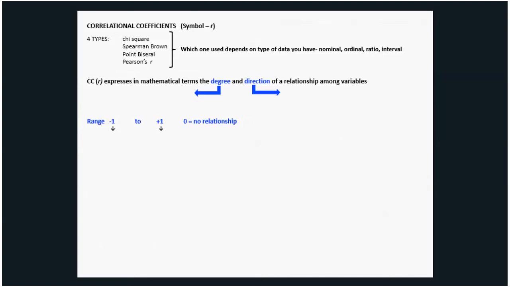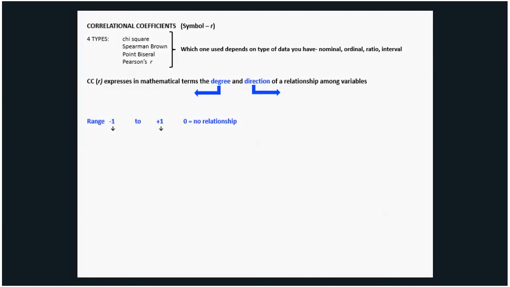We're talking about a correlational coefficient. Which one you use depends upon what kind of data you have, whether you have nominal, ordinal, ratio, or interval data. I'm not going to get so in depth into it, and the board's not going to get that in depth into it, to where you would have to say which one goes with nominal, which one goes with ordinal, ratio, or interval. Okay.